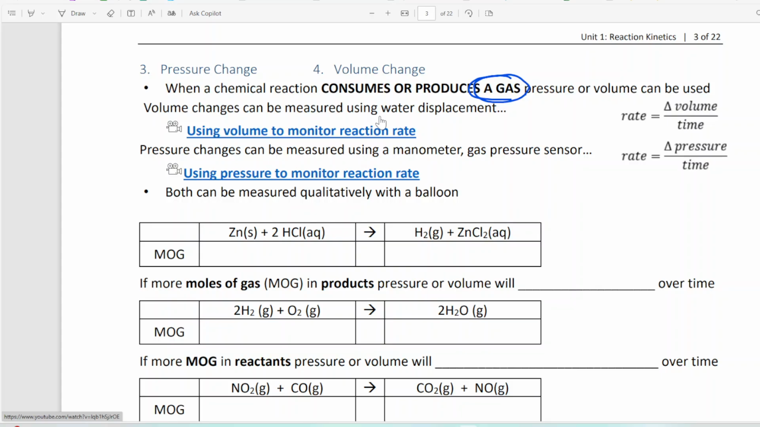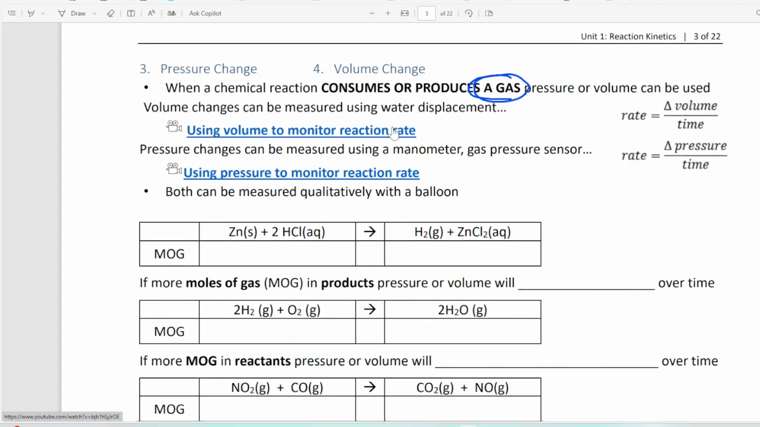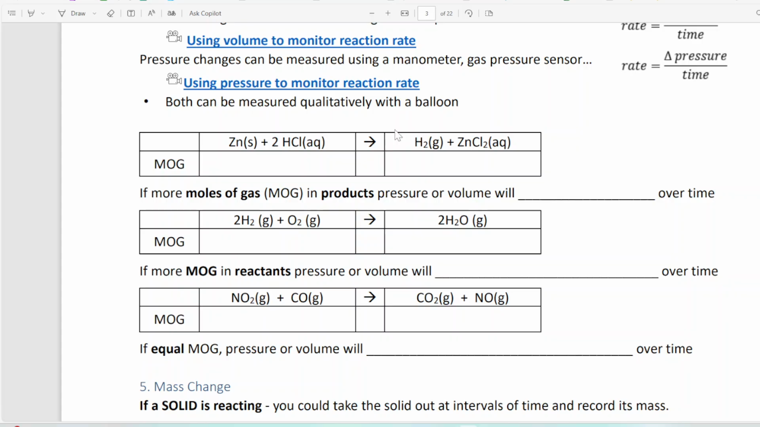And sometimes it's simply done with a balloon, right? They'll put a balloon over top of the flask. And then as the gas is produced, you would see the balloon inflate, inflate, inflate. But what we're going to be looking at is how do you know when you can use pressure or volume change as a method to monitor reaction rate? So, what you're going to be looking for is a release or a consumption of gas. So, you're going to look at the left and the right hand side of your equation and determine how many moles of gas are on each side.